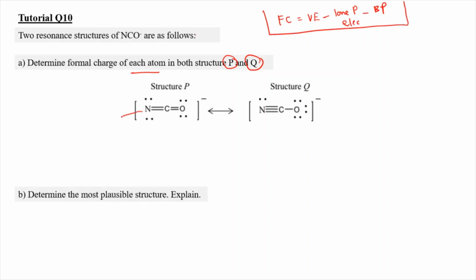So now we need to find the formal charge for the nitrogen. So for the formal charge of the nitrogen in P, we know that we have 5 valence electron for the nitrogen minus 1, 2, 3, 4 lone pair electron minus 1 and 2 bonding pair. So we're going to get the value of formal charge of N going to be minus 1. So it's going to be minus 1 here.